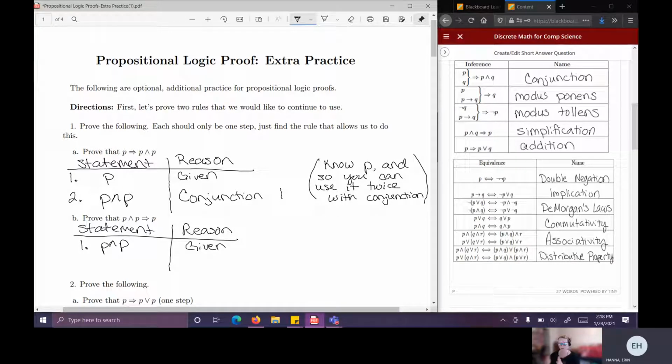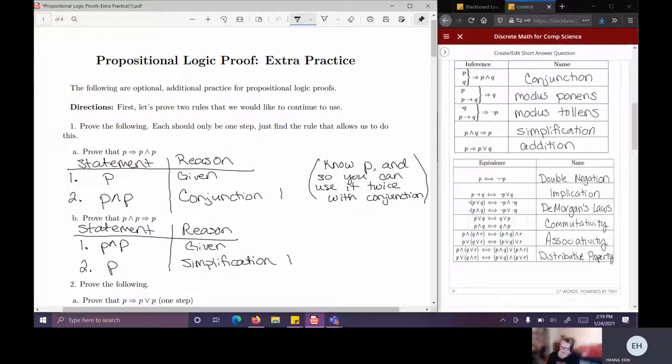But that's fine because remember, it doesn't have to follow the exact format in terms of having the specific letter. It just has to be the pattern. So we can use simplification here to just conclude P. So that would be simplification on line 1.